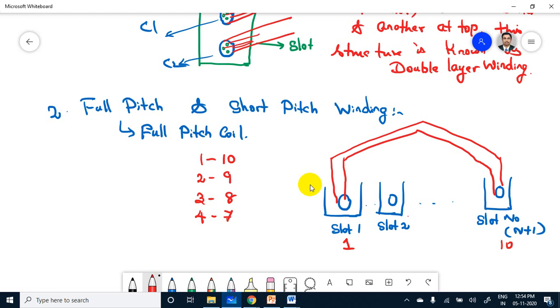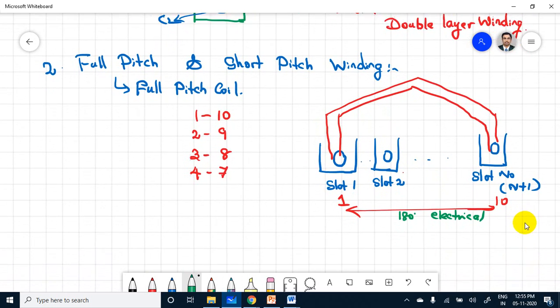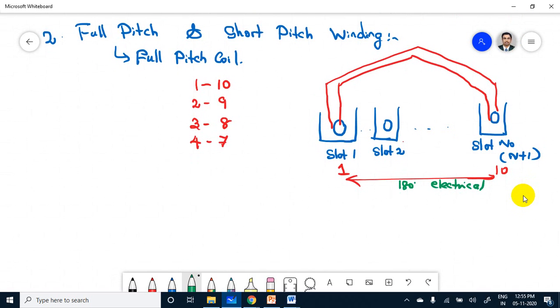The angle between slot number 1 and slot number 10 will be 180 degree electrical. Do you understand or not? Okay.